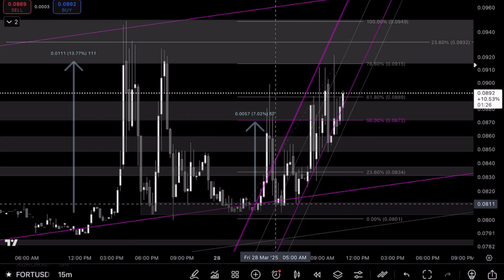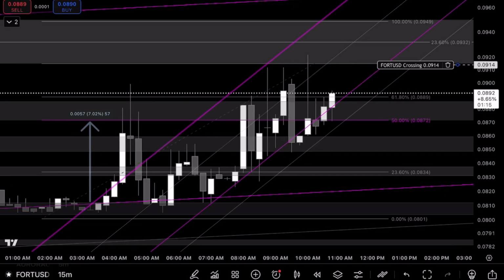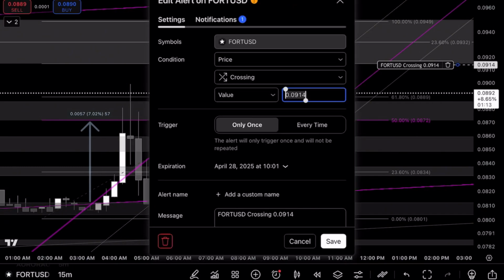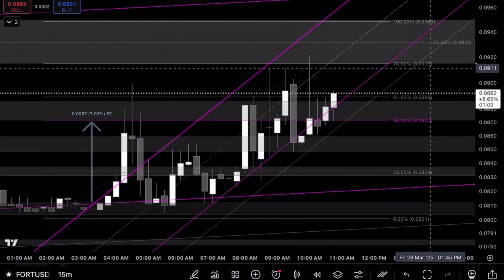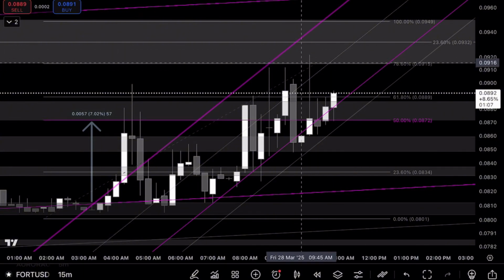But I'm not going to jump in because it's already past a support area. So I would be cheating myself. So what I have here is I have an alert here because I want to see, is it going to make it past this peak right here?